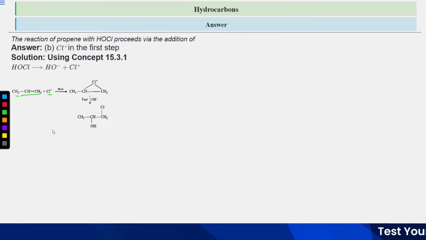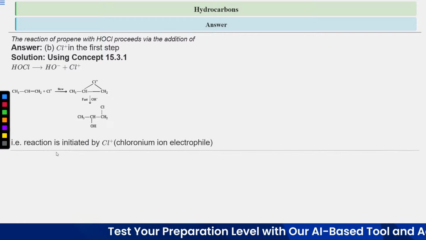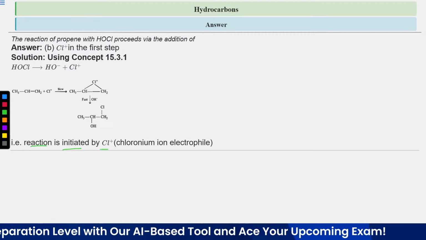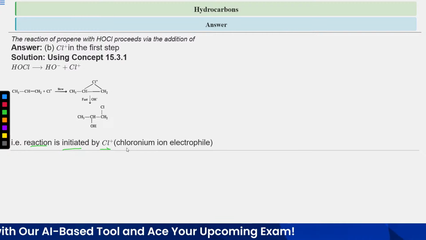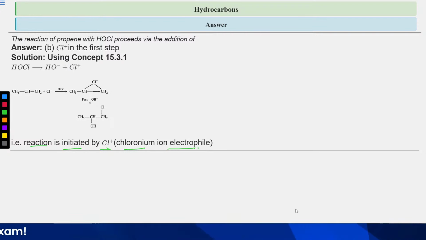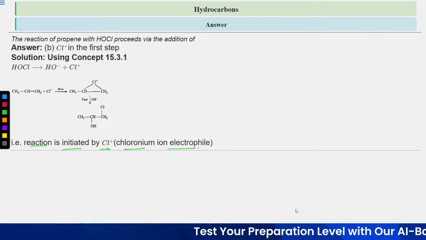So it is proceeding with the addition of what? That is, the reaction is initiated by Cl positive. You can see that the chloronium ion electrophile initiates the reaction of propene and forms a product. That is why we have the correct answer as option B, that is Cl positive in the first step.